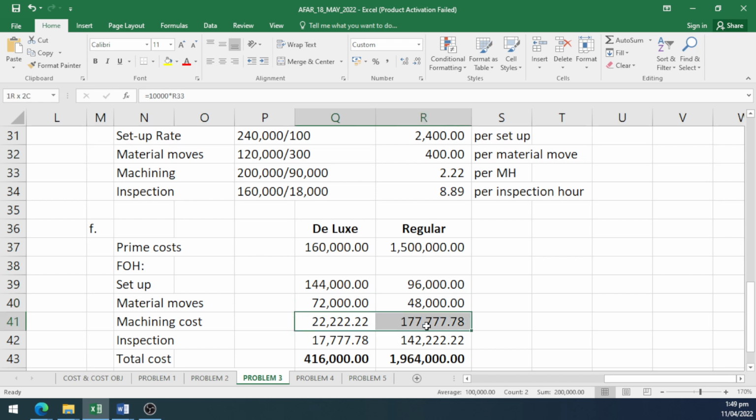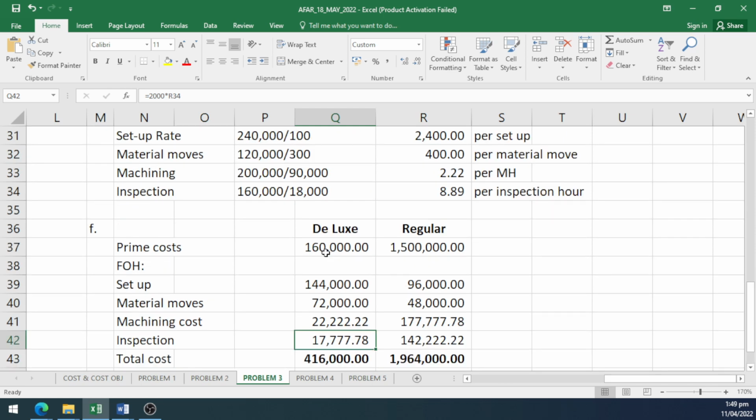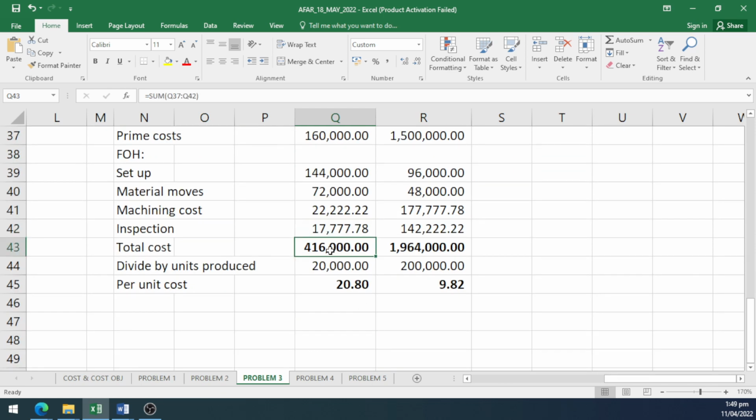Sa machining, ito po, nakabase yan sa machine hours. I-multiply nyo lang po yung rate ng machining doon sa activity consumed by deluxe and regular respectively. And then, ganun din po sa inspection. So, the total cost of deluxe and regular ay 416,000 and then 1,964,000. Divide by units produced, ayan po, 20,200. The unit cost is 20.8 and 9.82. Yan po ang activity-based costing.